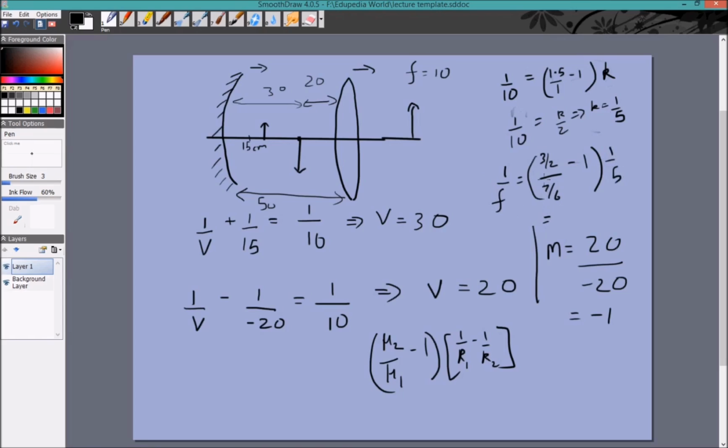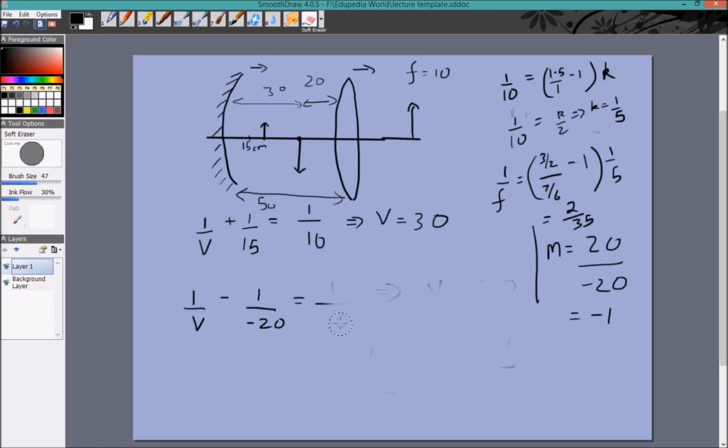So that gives me, this will be 3 into 6, that is 18 divided by 14 minus 1, that is 4 divided by 14, that is 2 divided by 7 into 5, so it will be 2 divided by 35. So now 1 by f is equal to 2 divided by 35. So I can change this part of the equation. So u is again minus 20, so this will be equal to 2 by 35, which gives me 1 by v is equal to 2 by 35 minus 1 by 20.